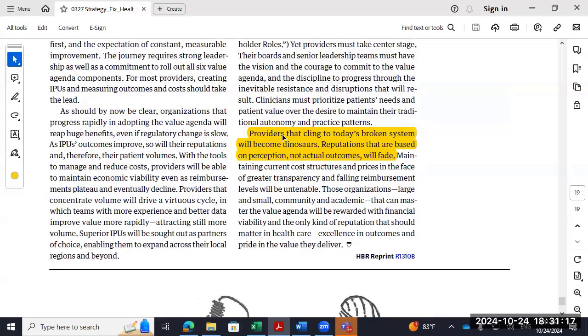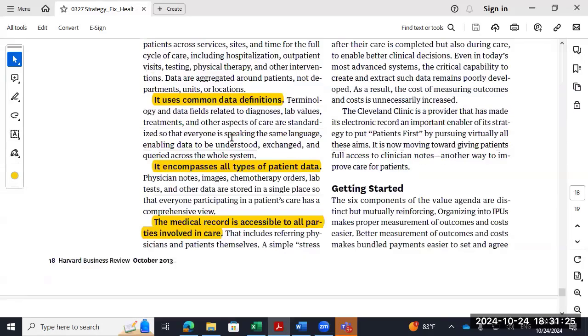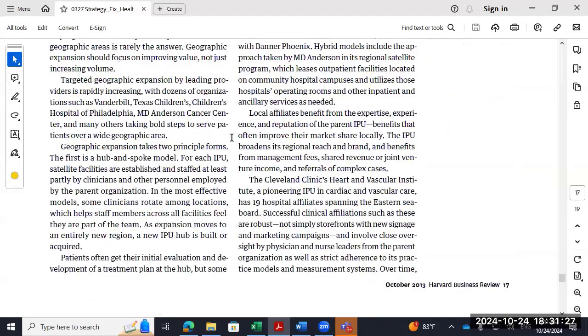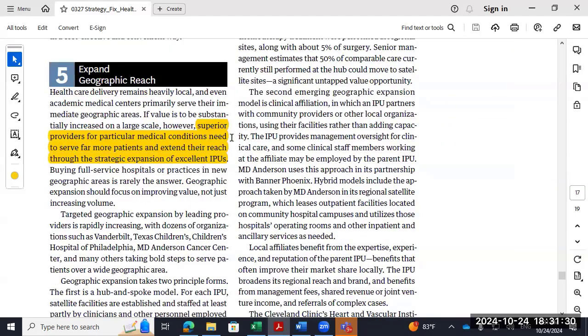He says providers that cling to today's broken system will become dinosaurs. That's what he's hoping. Reputations that are based on perception, not actual outcomes, will fade. So hopefully you got all that in your notes. You can see it's not that difficult to summarize it. You can definitely quote them throughout, but it's an important concept.